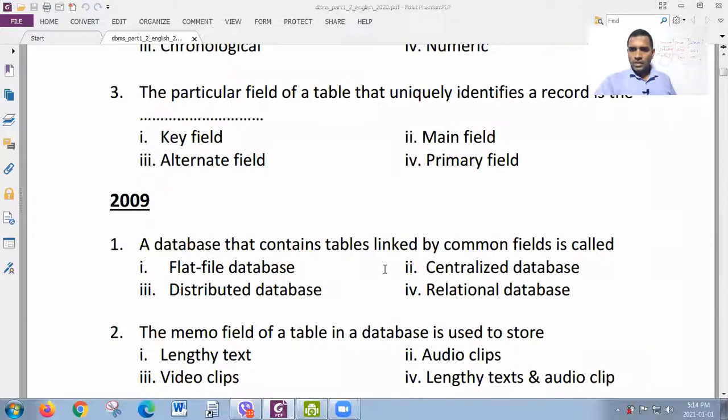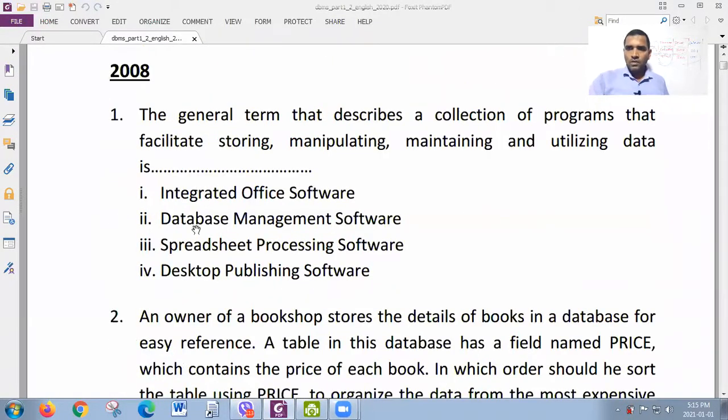We have one more question. Let's discuss quickly. One more year, 2018. The general term that describes a collection of programs that facilitate storing, manipulating, maintaining, and utilizing the data. The software used for storing, managing, and utilizing the data must be DBMS, database management system. But here they mention database management software, everything is the same. Database management system. Examples: Access, Oracle, MySQL. These are the things.